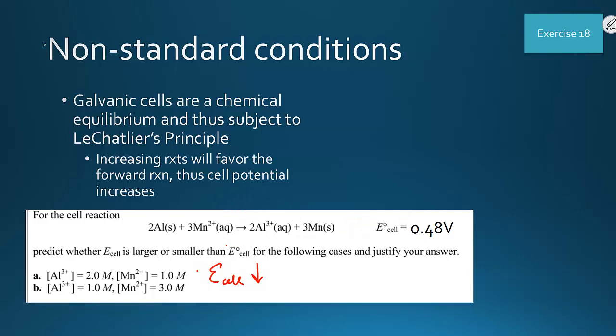In 18B, we increase the concentration of the manganese ion. More reactants means that more manganese will collide more frequently with aluminum, producing more products. Since the reaction favors the production of products and this voltage is a product, the cell potential will increase. Even though these are carried out in different half cells, Le Chatelier's principle still holds true.